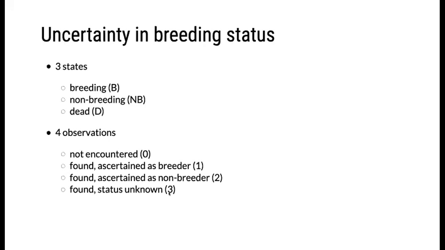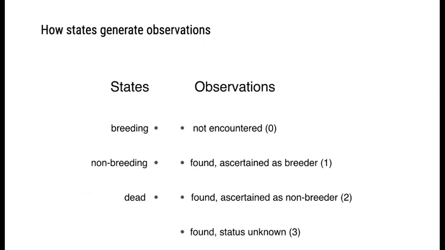So again, how do the states generate the observations? We have the states in the left column, and the observations in the right column. If you're dead, easy, you cannot be detected, so it's a zero. Now, if you are a breeding individual, that's the latent state, the one we don't actually have access to unless you are detected, but with some issues. You can be missed, non-detected, or you can be found and ascertained as a breeder, easy. And the new thing here is that you may be found, but we cannot really say whether you are a breeding individual or a non-breeding individual.